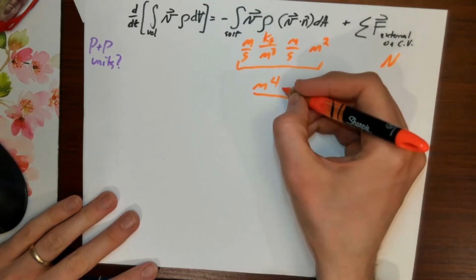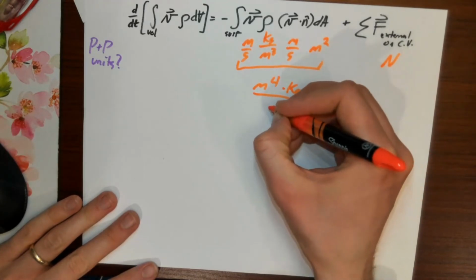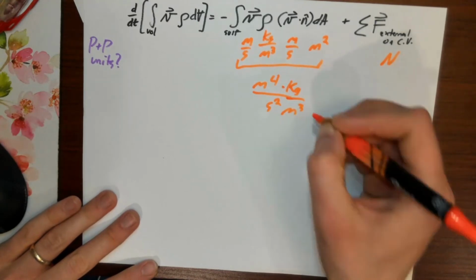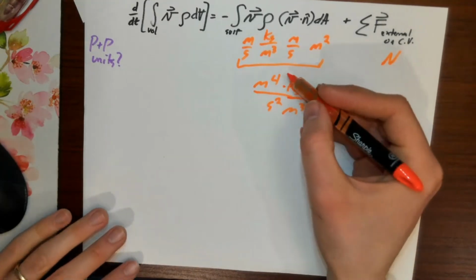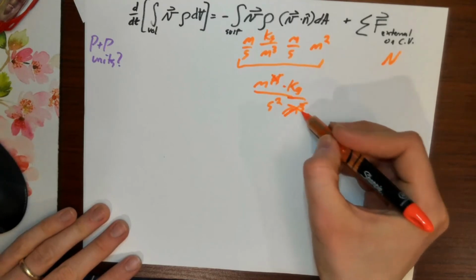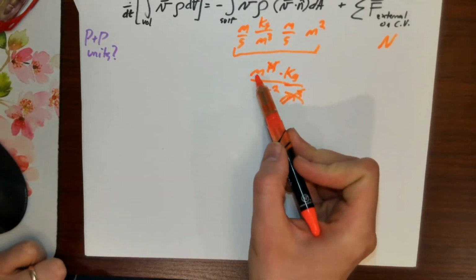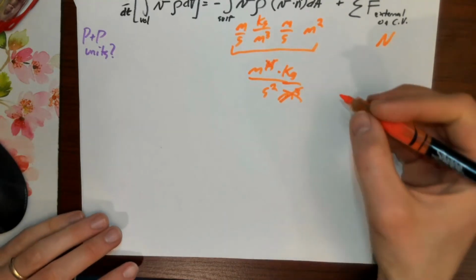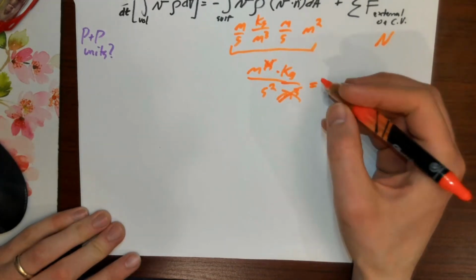over meters to the fourth kilograms per second squared. Oh, and I have a meters cubed in the denominator. So I can simplify this just a little bit. The meters to the fourth goes away and the meters cubed. So what am I left with? I'm left with kilogram meter per second squared. Is that familiar? Heck yeah. Kilogram meter per second squared.